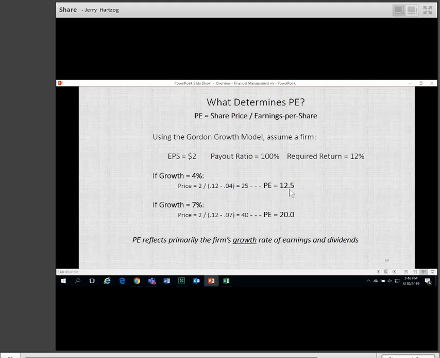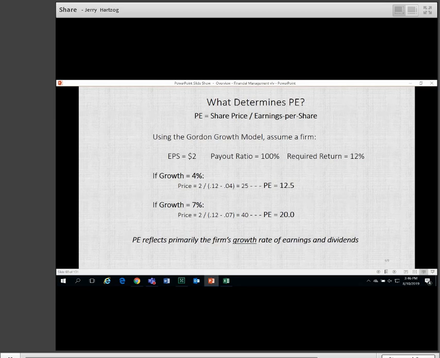Now, let's increase our assumption to a growth rate of 7%. We'll have $2 divided by 12% minus 7%. We'd end up with a price of 40, and the 40 divided by the $2 earnings per share gives us a PE ratio of 20. So the PE reflects primarily investors' expectation of the growth rate of earnings and dividends.